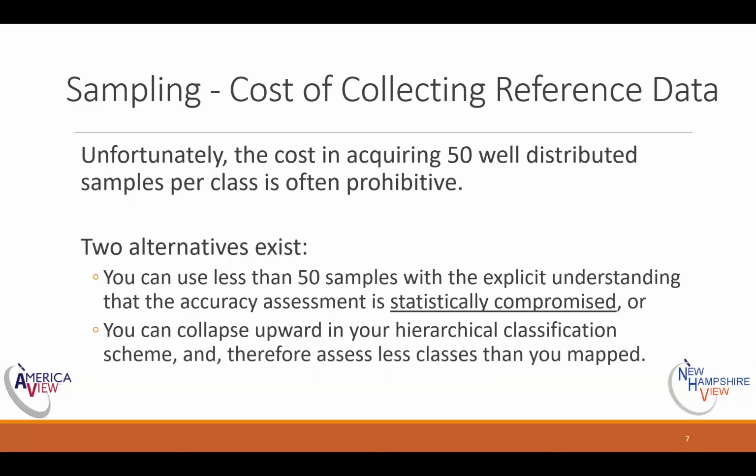Well, you can use less than 50 samples. Got to be careful. If you get less than 30, then it's really not worth it. You start to become really statistically compromised. Or, as I mentioned earlier, you can collapse upward in your hierarchy, okay? So you have fewer classes, you're able to collect 50 of fewer classes instead of 50 of all those level 3 or level 4 classes. Hopefully that makes sense to you.